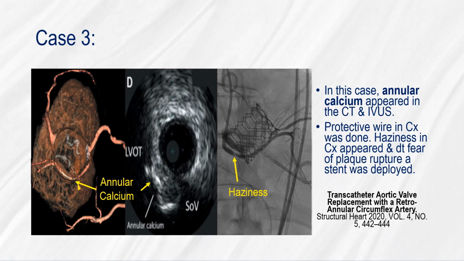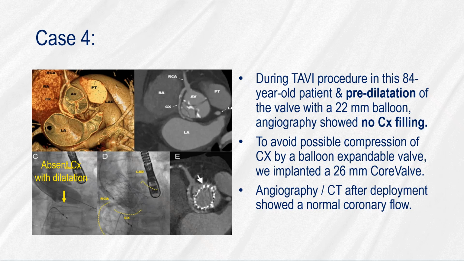In this case, CT was very helpful. There was annular calcium in contact with the retroaortic segment, so a protective wire in the CX was done. Due to appearance of haziness and due to fear of plaque rupture in the same area, a stent was deployed. Valve pre-dilatation is a good option. In this case, after dilatation, there was no CX filling. So the plan changed from balloon expandable valve to self-expandable valve.